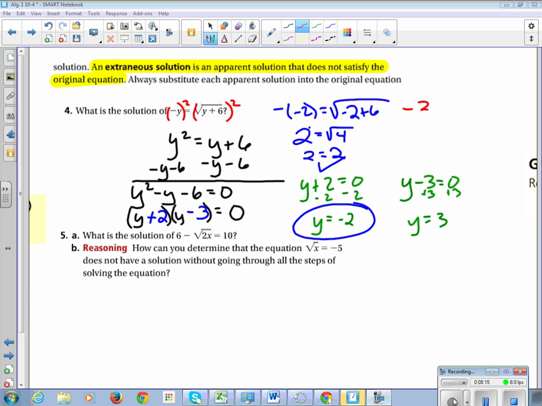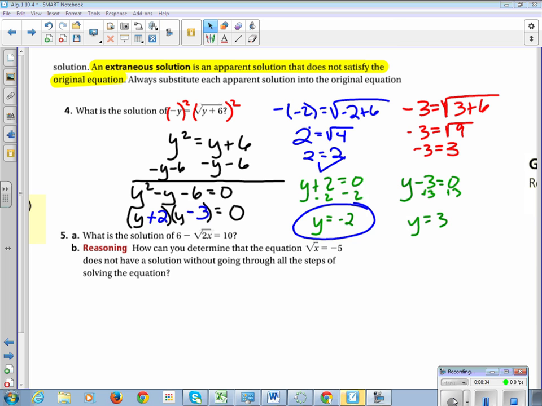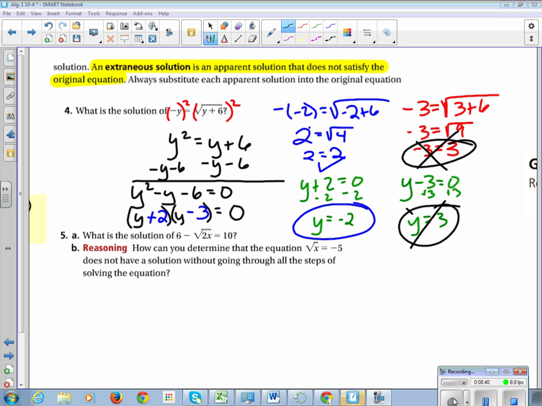So negative 3 equals square root of 3 plus 6. Negative 3 equals square root of 9. Negative 3 equals 3. True or false? Negative 3 does not equal 3. So y equals 3 is the extraneous solution.